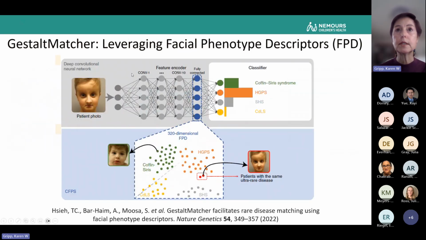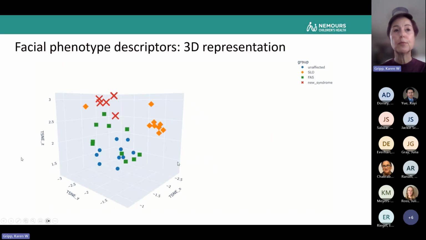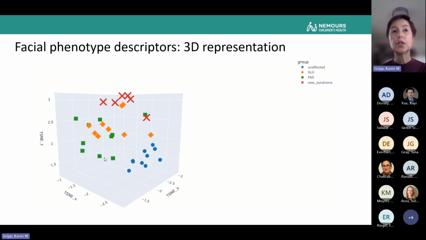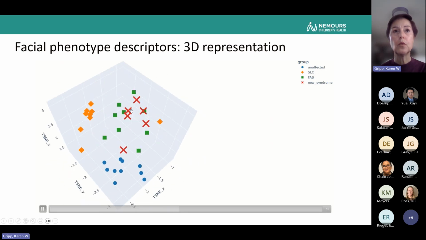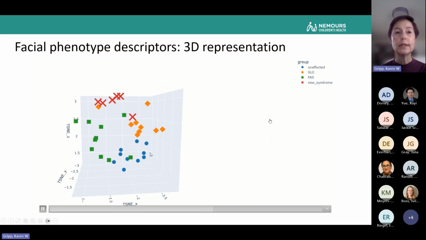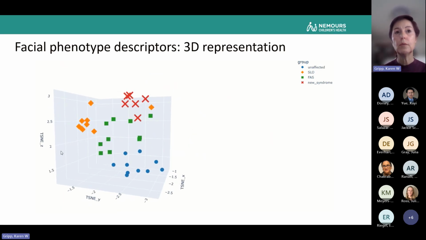We used the same system, but instead of comparing the images to predefined and pre-studied syndromes, we used an approach where each image can be compared to each other image. And using this approach, we were able to show, here's a 3D representation of this, that the patients with a novel syndrome, shown here with the red crosses, are more similar to each other compared to other control populations.